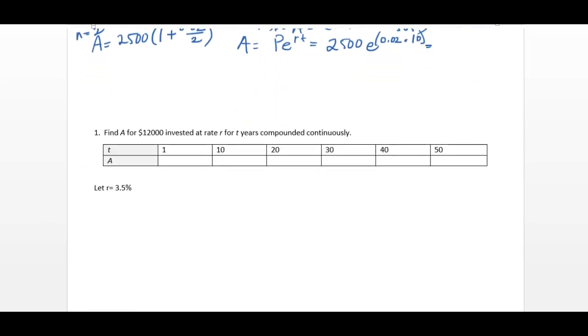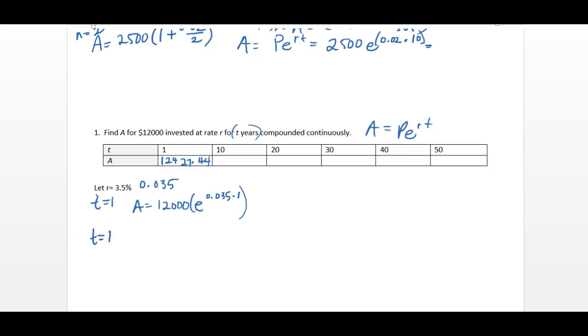It says find A for $12,000 invested at rate R for T years compounded continuously. Now, what's changing on this table is the number of years. All right, so we're focusing on this formula this time, PE to the RT. So if my rate is 3.5%, so that's 0.035. Make sure you put your decimal in the right place. So if T is equal to 1, my balance would then be initial investment of 12,000 times E to the R times T. All right, so you'll put that in your calculator, and I get 12,427.44. All right, not bad. After 1 year, you made $400.